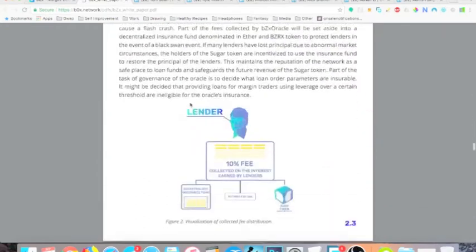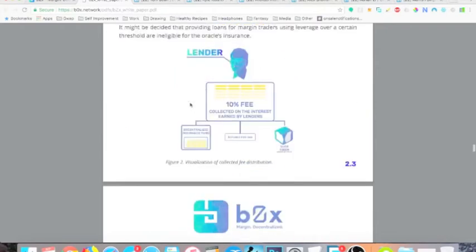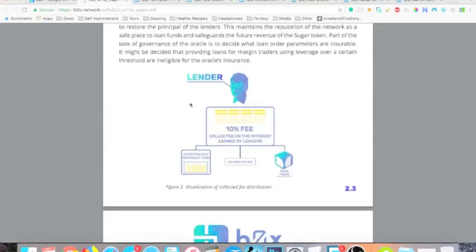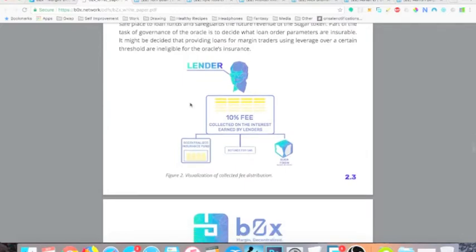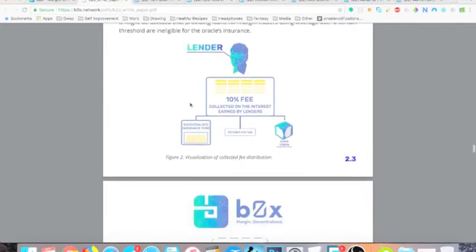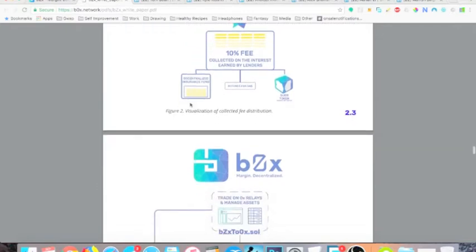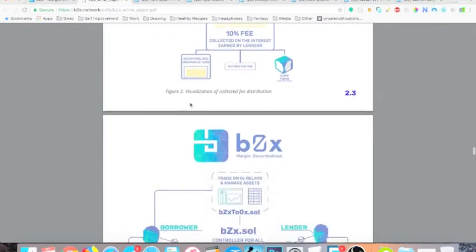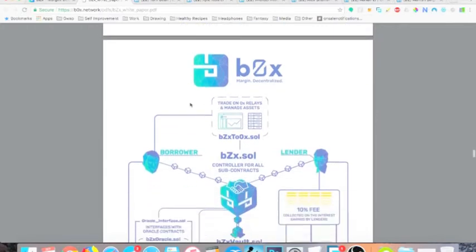So let's keep going. You can see there's a 10% fee collected on the interest earned by lenders. So that's one of the ways that the company actually earns some money, which is good to know. A lot of these projects don't really have viable income streams, so this is one of them.